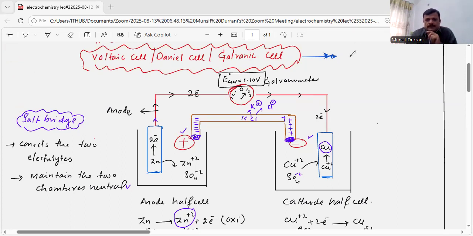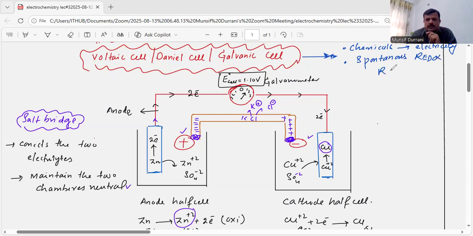In a Voltaic cell, the chemicals are converted into electricity. So any cell in which chemical energy is converted into electricity, we will name it a Voltaic cell. And during conversion of chemicals into electricity, a spontaneous redox reaction will occur. Spontaneous redox reaction.